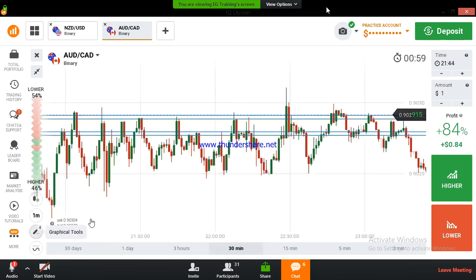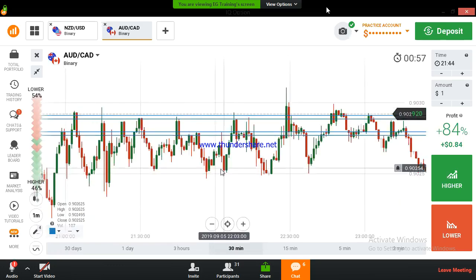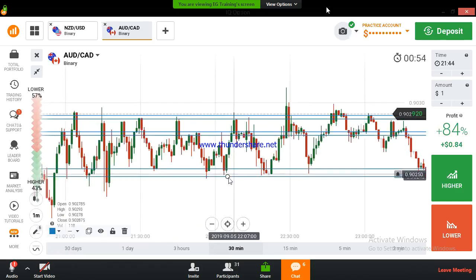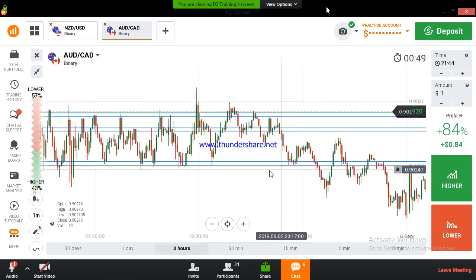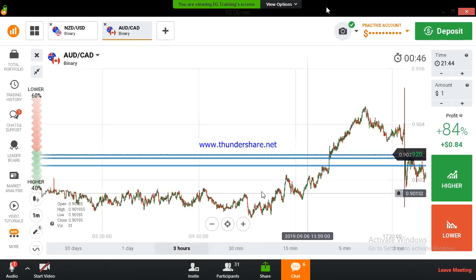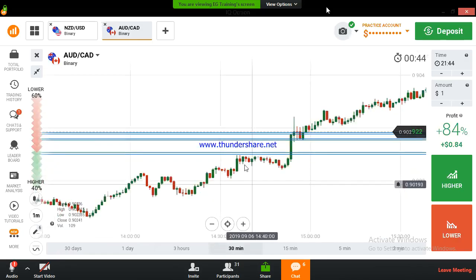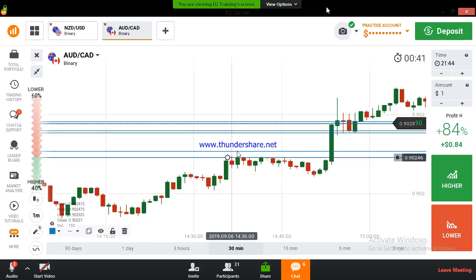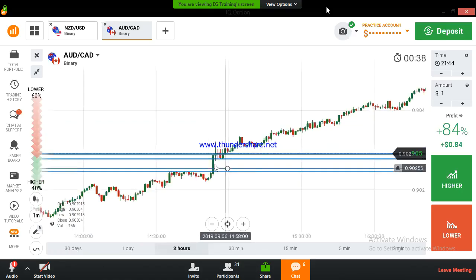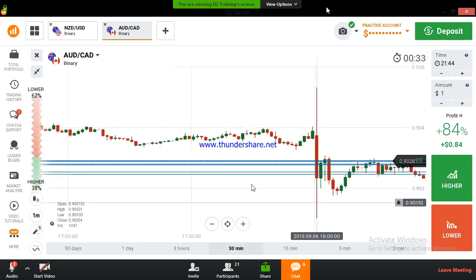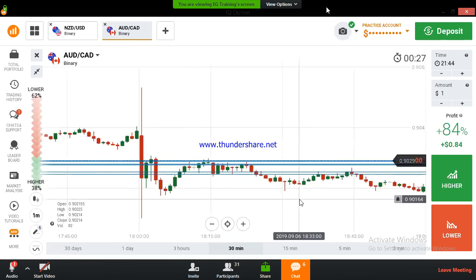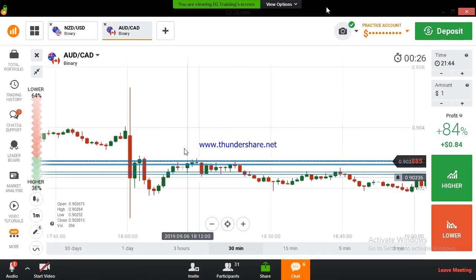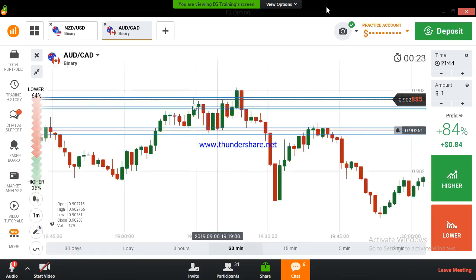Let me check another level here. There is a level. This is a level the market is respecting. We should check these three levels in the present market too. It reversed. I think it's better to change the level to this level. And here also it reversed. Here also it reversed. Reversal, reversal, reversal. The second level and the third level also.